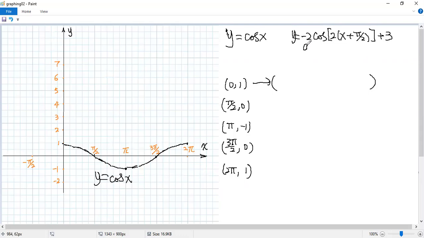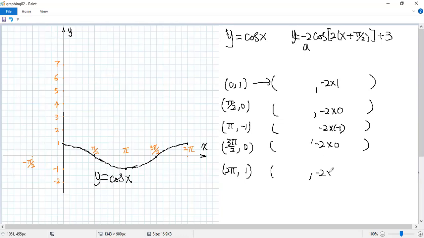Because a equals -2, we multiply -2 to all y coordinates, so it would be -2 times 1. Next one would be -2 times 0. The next one, -2 times -1. -2 times 0. The last one, -2 times 1.